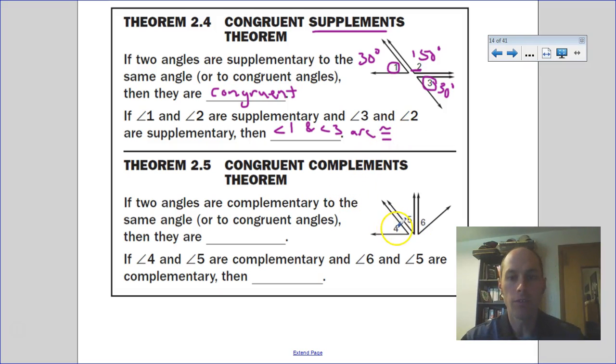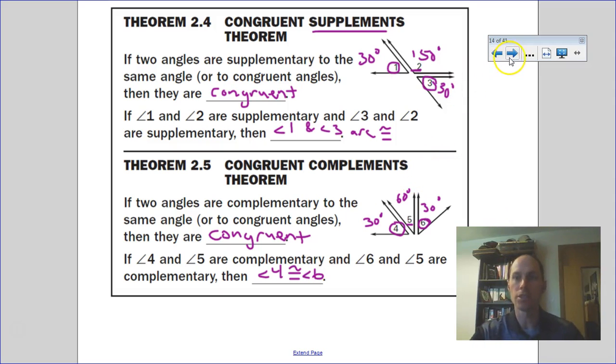Same thing. Angle 4 is complementary to 5, and 6 is complementary to 5. Let's say this is 30 degrees. This would have to be 60. And if this were 60, angle 6 would have to be 30 degrees in order for 5 and 6 to be complementary as well. So we'd say that two angles complementary to the same angle are congruent. If 4 and 5 are complementary, 6 and 5 are complementary, then angle 4 is congruent to angle 6. Hopefully that makes sense and you can see that reason there.